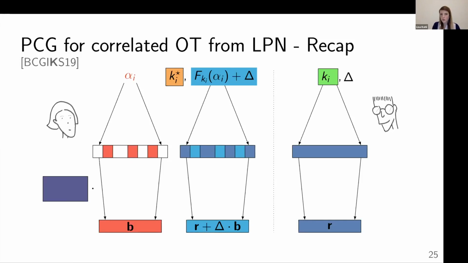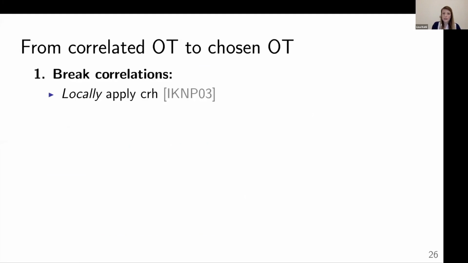correlated pseudorandom OTs. And now going from correlated OT to chosen OT. First, one has to break the correlations. So you have to locally apply a correlation robust hash function. Actually, we need something slightly stronger. We need a correlated input secure hash function, because you get some extra information about short explanations of the inputs. But in practice, you can use AES or something to instantiate this.